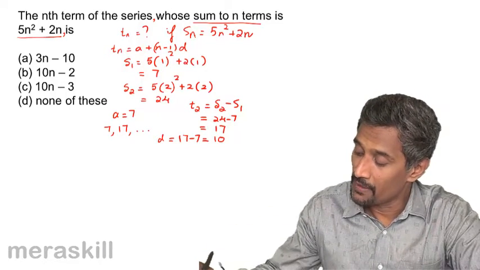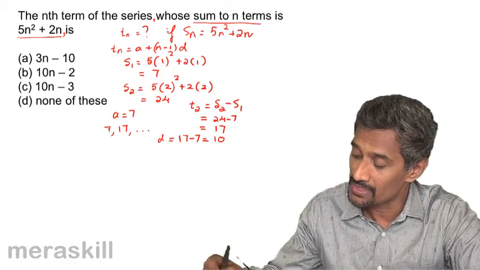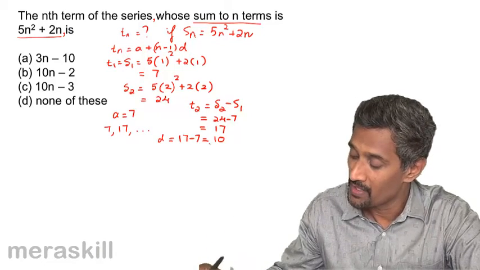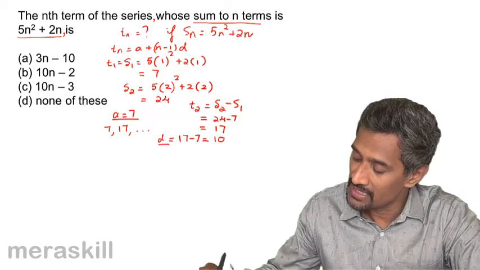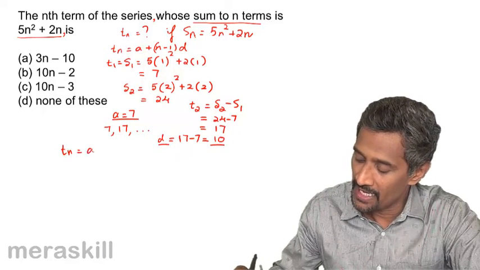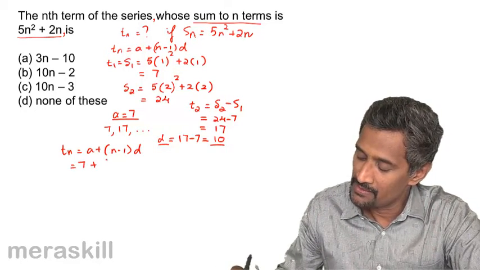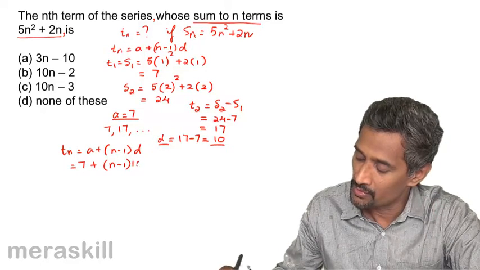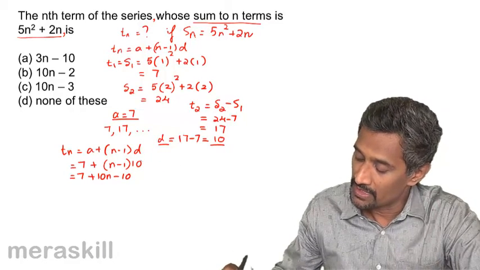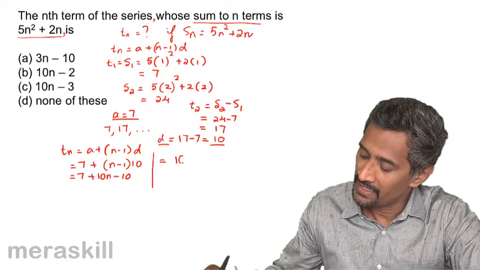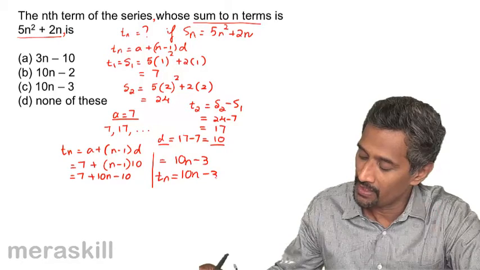So thus we have found out T2, which is S2 minus S1, that is the second term, and the first term in any case is 7 because S1 and T1 are one and the same. So D is 10 and A in any case is 7. So A is 7, D is 10, Tn would be A plus n minus 1 into D, which would be 7 plus n minus 1 into 10, which is 7 plus 10n minus 10, which will turn out to be 10n minus 3. Therefore, the nth term is 10n minus 3.